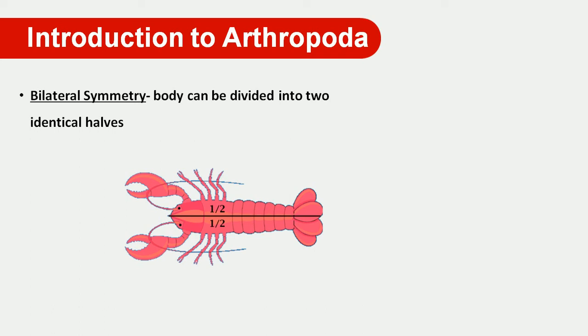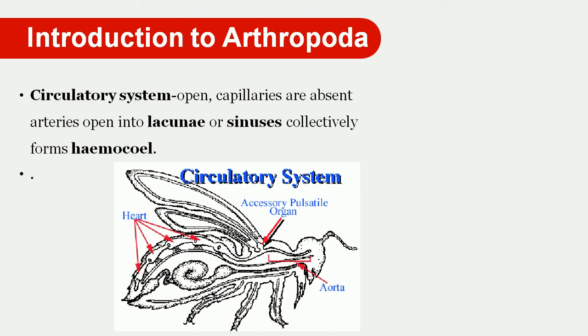Then the circulatory system. These arthropod animals have an open type of circulatory system with capillaries absent. Arteries open into the lacunae or sinuses and collect the whole blood from the hemocoel. This hemocoel cavity receives the blood. You can look at these diagrams of the circulatory system. Look at the heart picture: the whole sinus is open. This open type of circulatory system is found in insects.